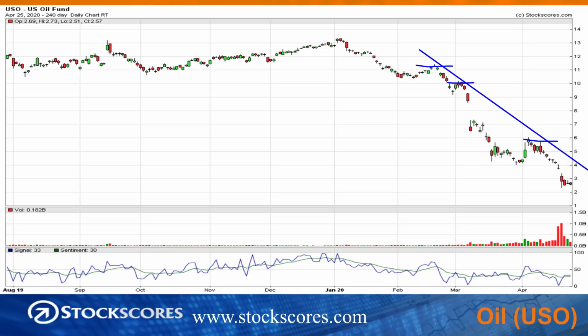It is oversold. It does deserve to bounce one of these days, but it is showing no signs of that. We had a little bit of a bounce here, but there was no rising bottom. There were, in fact, falling bottoms. So you need that build of a rising bottom and then a break of the downward trend line before we can get optimistic on oil.